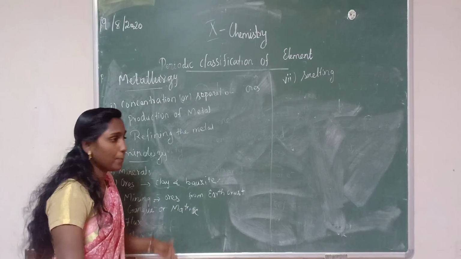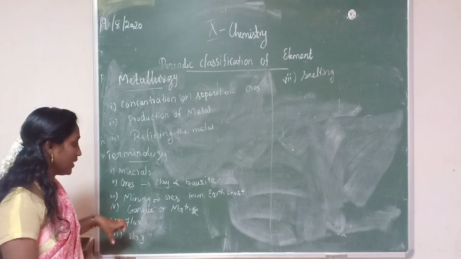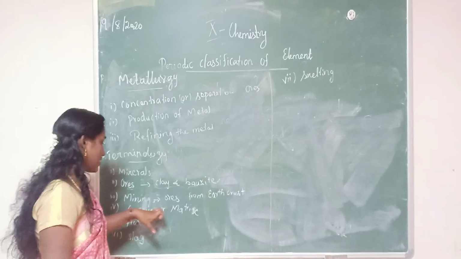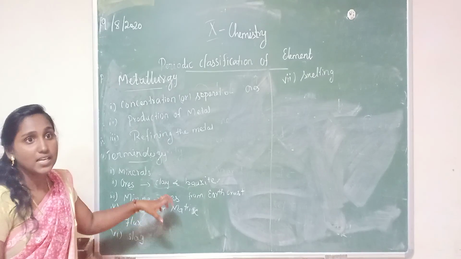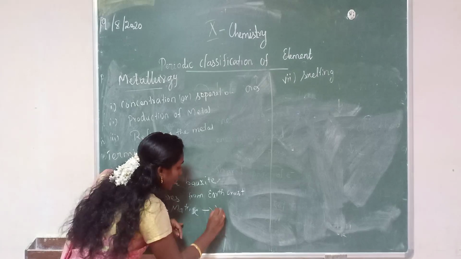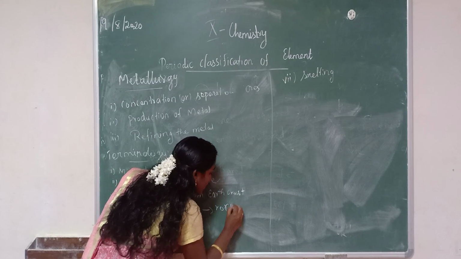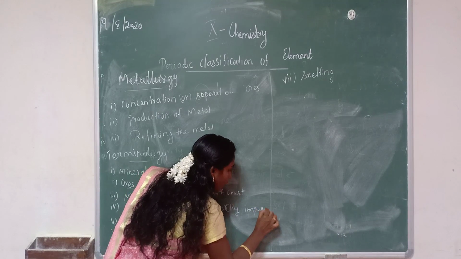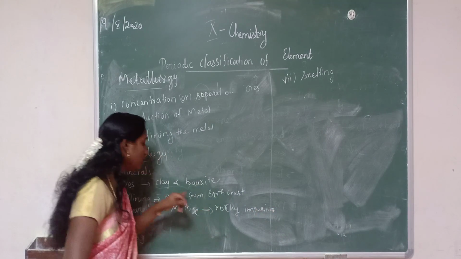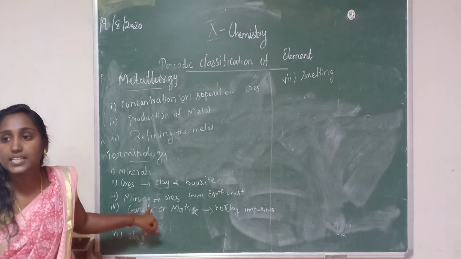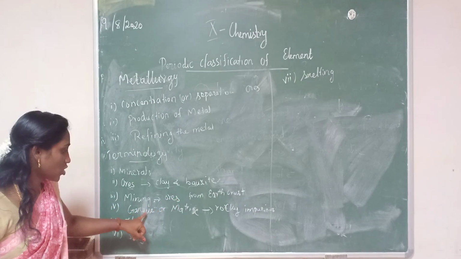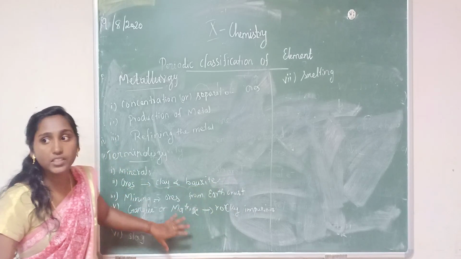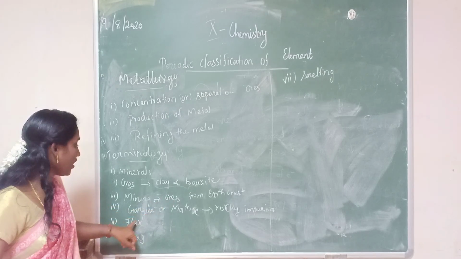Then gangue or matrix. Gangue or matrix means these ores contain some impurities, right? So those impurities are called gangue or matrix. That means rocky impurities are associated with the ores. Rocky impurities associated with ores are called gangue or matrix. Have you understood gangue or matrix? Rocky impurities associated with ore is called gangue or matrix.